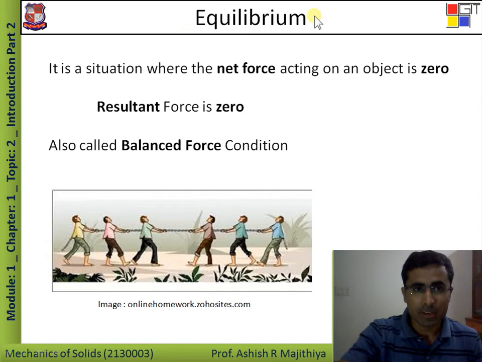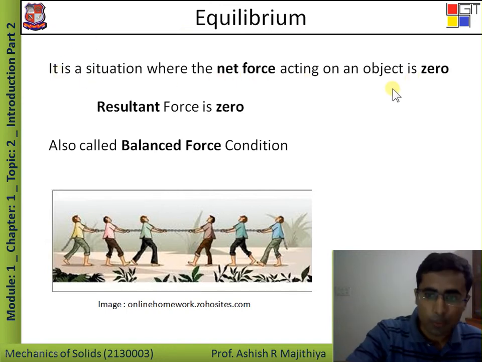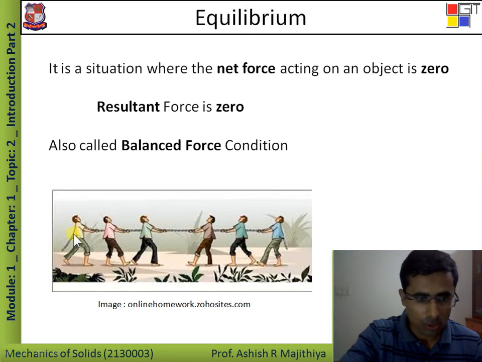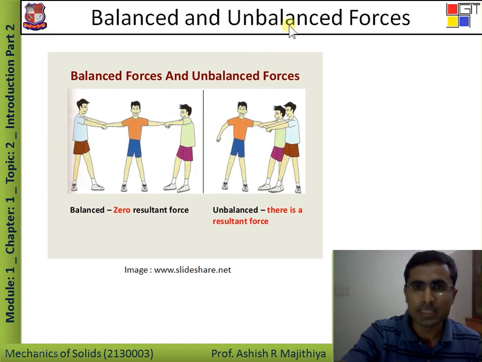The concept of equilibrium is a situation where the net force acting on the object is 0. So whenever there is no resultant force, there will be no motion, and it is called a balanced force condition. So all the forces are balanced by some other force. What is balanced and unbalanced force?